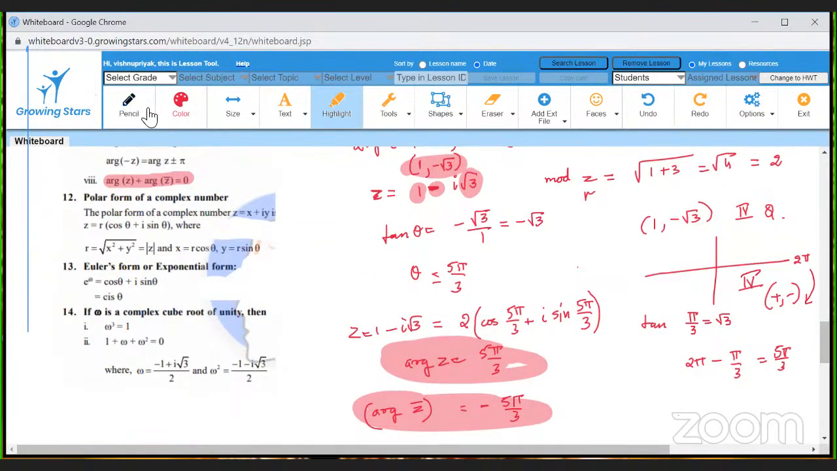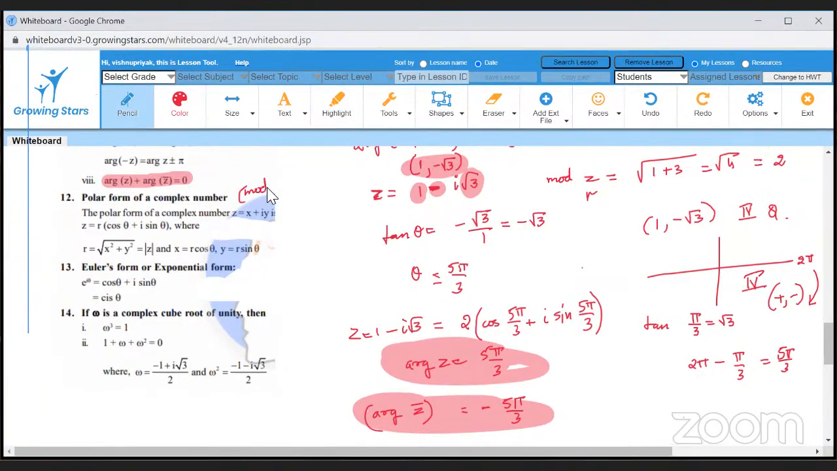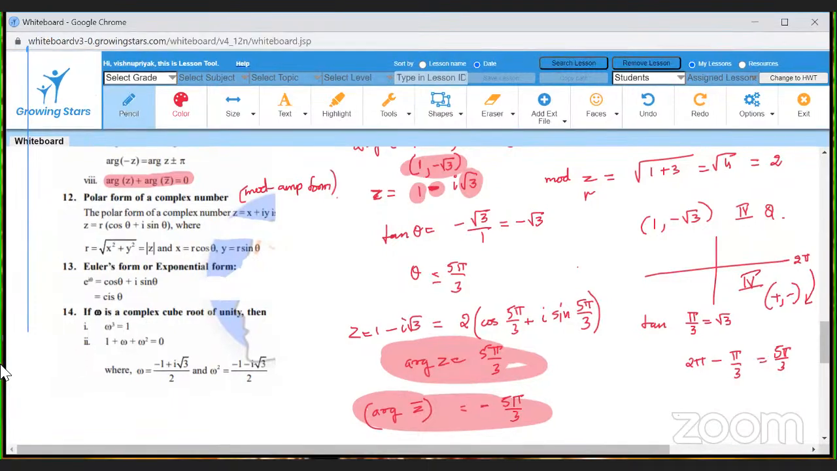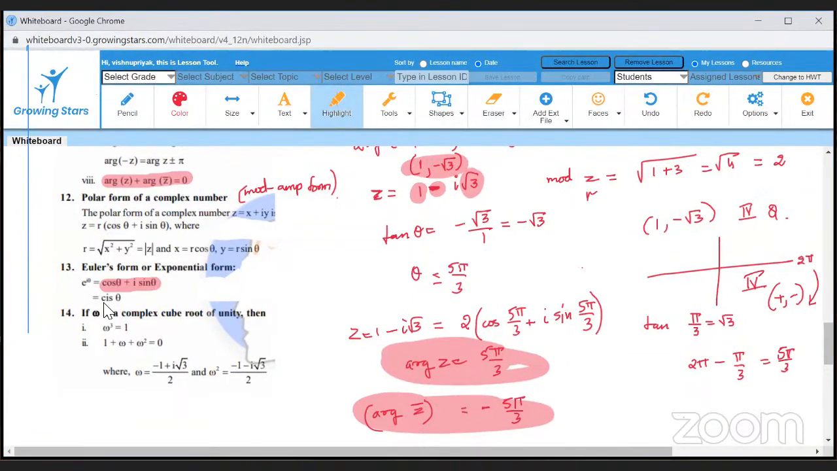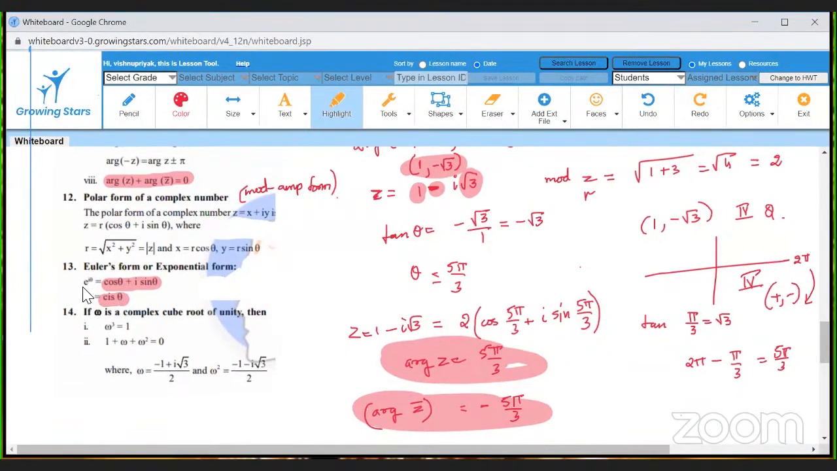Then polar form, I already told you, polar form is nothing but mod-amp form. Both are the same. Polar form, mod-amp. Then one more important thing: cos theta plus i sin theta can be written as cis theta, or it can be written as e power i theta. That is the form of writing cos theta plus i sin theta.